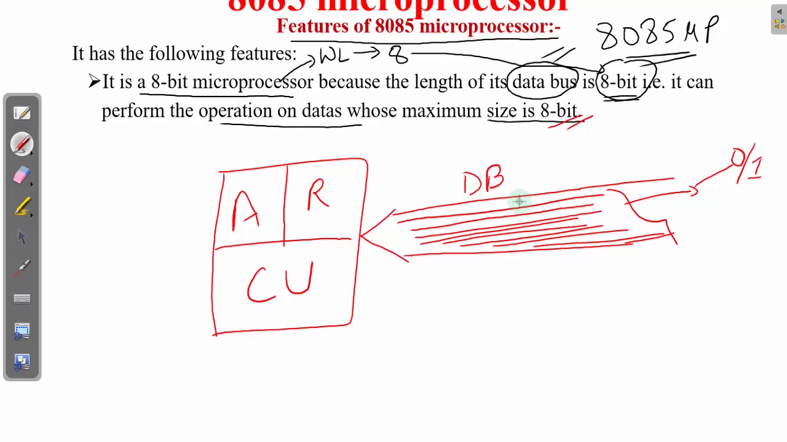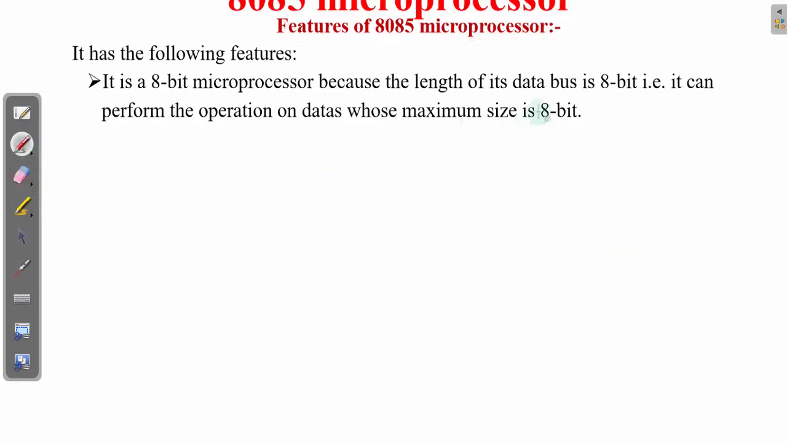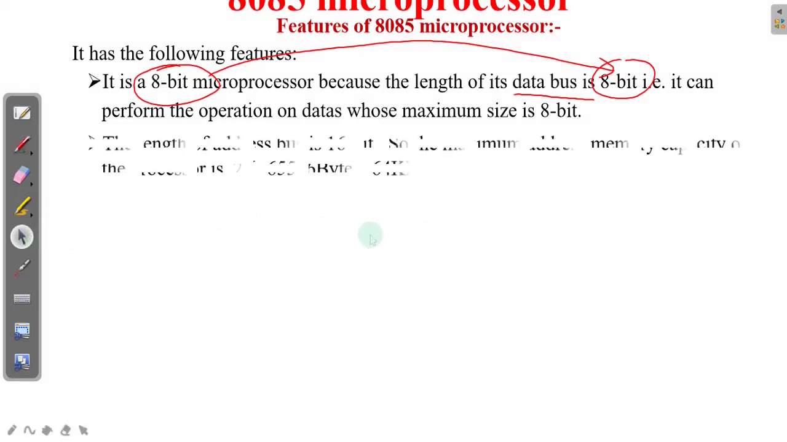So this much I hope is clear to everyone. Just tell me yes or no. Yeah. Okay, so I hope you got the meaning of what a data bus is. Why it is 8-bit, that you will understand later on, don't worry. But for intuitive purpose, I can say if it is an 8-bit microprocessor, generally the data bus is also 8-bit. So this much you can understand from this. Now let's see the next point.